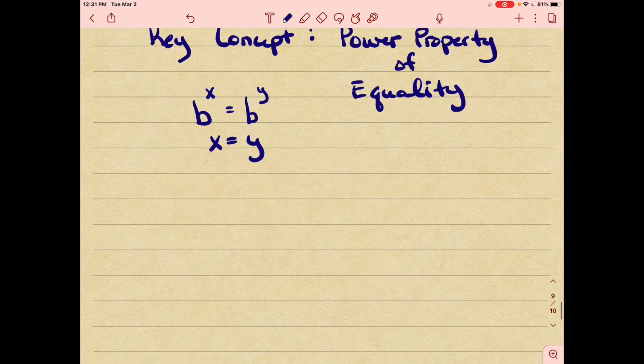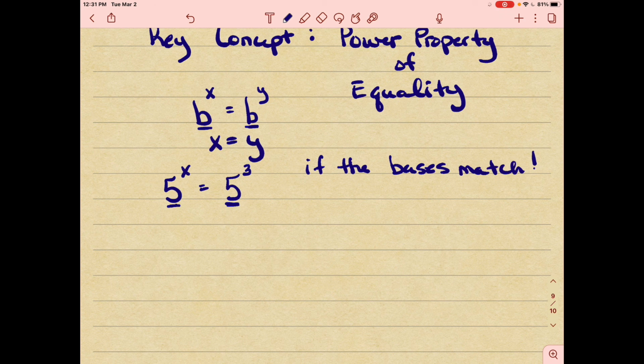And this comes in handy if we put numbers to this. 5 to the x equals 5 to the 3rd power. Now, notice that we had b and we had b. And we have 5 and we have 5. If the bases match, then we can just skip to the tops and say x equals 3. Well, that would be true, right? 5 to the 3rd equals 5 to the 3rd.